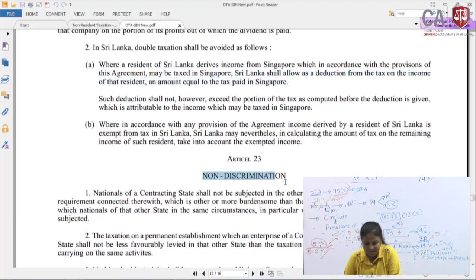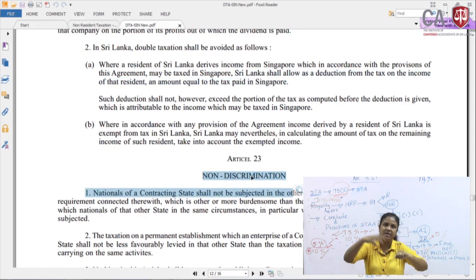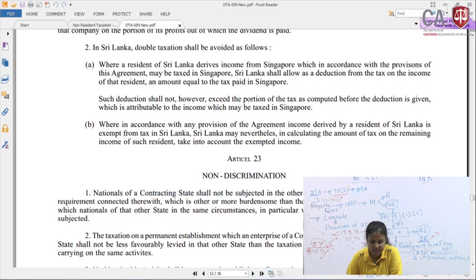Then Article 23, non-discrimination. What is this non-discrimination provision? This is talking about how a resident of one contracting state cannot be discriminated against in the other country. That's the simple thing. We will come to this. Nationals of a contracting state shall not be subjected in the other contracting state to any taxation or any requirement connected therewith, which is other or more burdensome than the taxation and connected requirements to which nationals of that other state in the same circumstances, in particular with respect to residence, are or may be subjected.